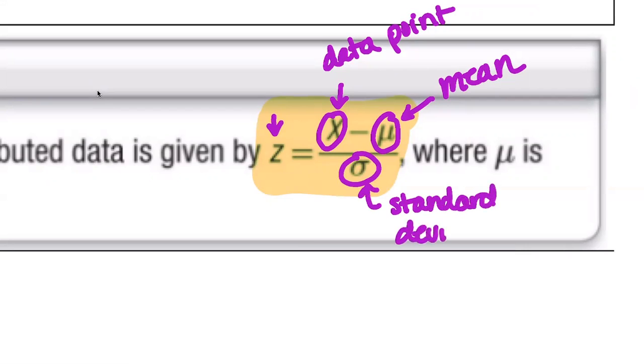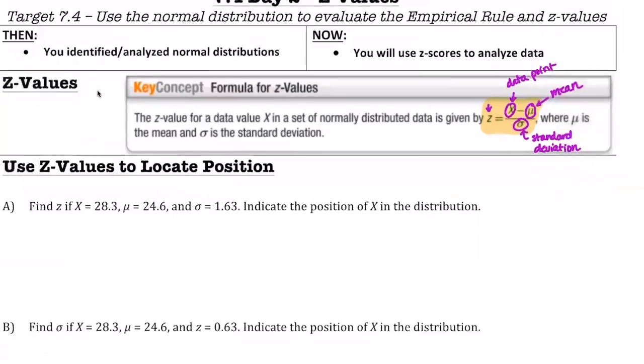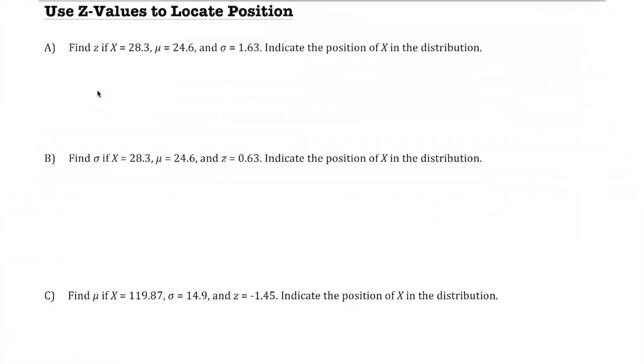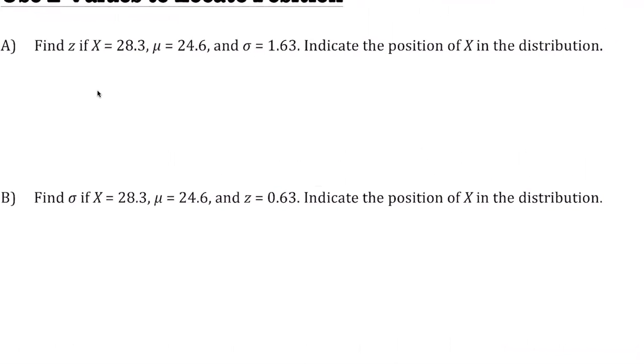All right. Now we can use this formula in a lot of different ways. Most of the time, usually we use it to find the z-value, but that doesn't mean we can't use it to solve for any of the values in the formula. So the first one that we're going to look at says find z if x equals 28.3, mu equals 24.6, and sigma equals 1.63. It says indicate the position of x in the distribution.